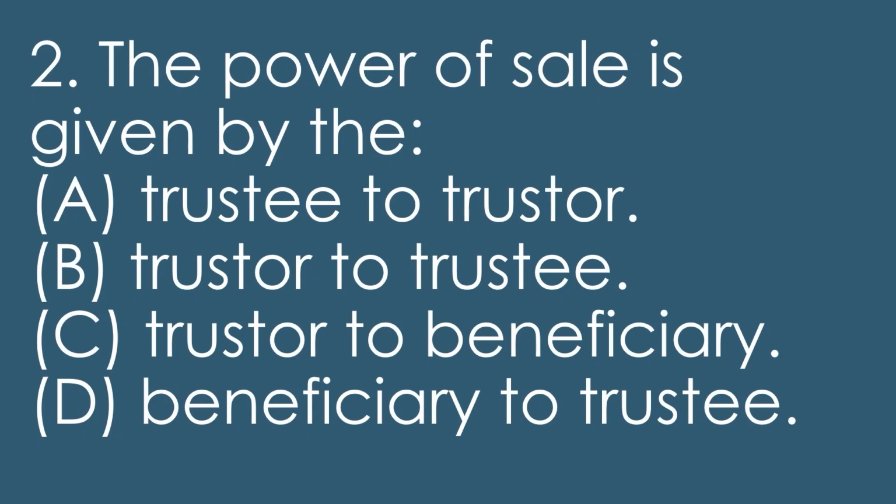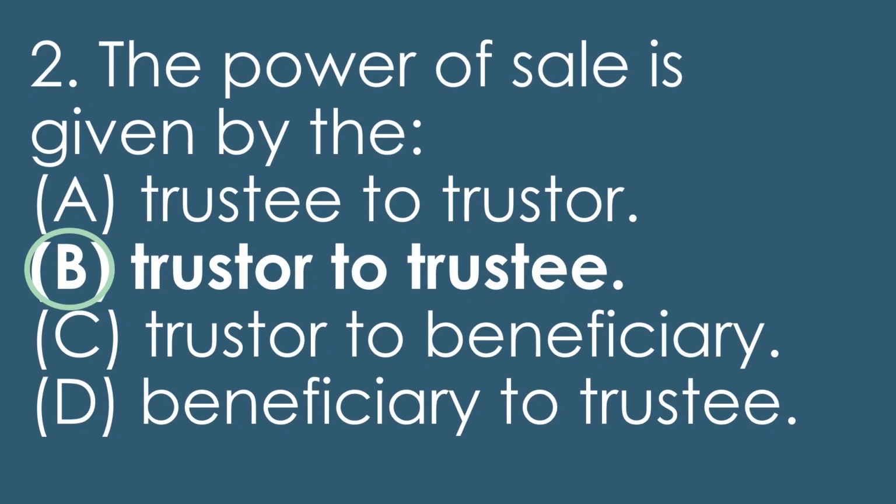So knowing all of these terms, we then have to know the power of sale is given by who to who. Well, it's given to the trustee. So we know it's either going to be B or C. But is it given by the lender or the borrower? Remember, because the bare naked legal title is given to the trustee to be able to sell the property, it's given by the borrower, who is also called the trustor. So the best answer is trustor to trustee. The power of sale is given by the trustor to trustee. So you really have to remember the terms of the parties of a deed of trust, and you need to know how a deed of trust works.